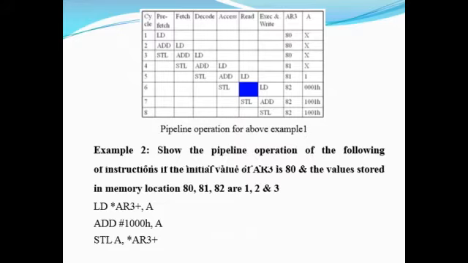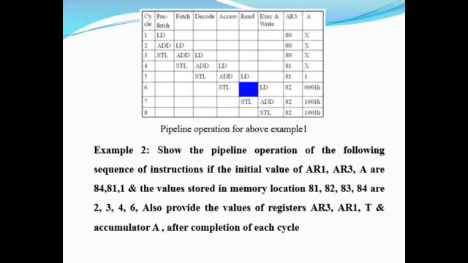Now, LD is the first instruction opcode in the given instruction set. In prefetch, 80 is pointed to by AR3. The accumulator content is X, which is nothing, or the previous data. LD moves to the fetch stage, and the next instruction, the add instruction, moves to the prefetch stage. AR3 remains the same, and nothing is written into the accumulator.